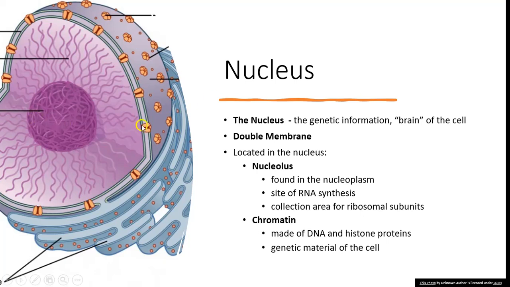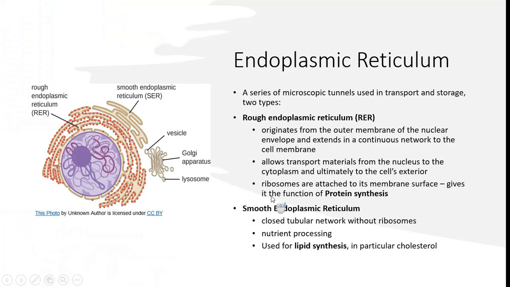So within the nucleus, remember, it's a double membrane. It's got the nucleolus where you're going to do your RNA synthesis, and then it's got the chromatin, which is going to be that DNA and histone proteins.